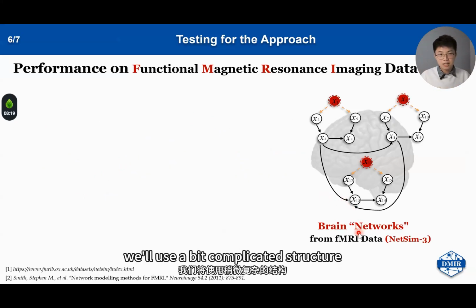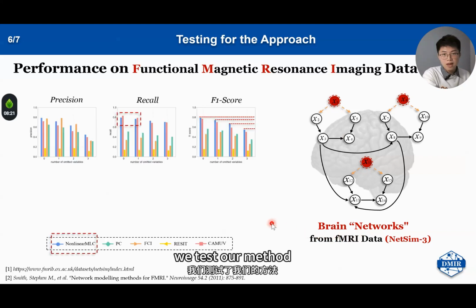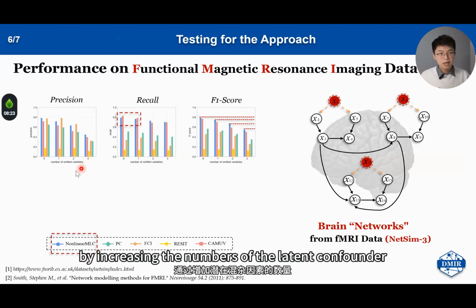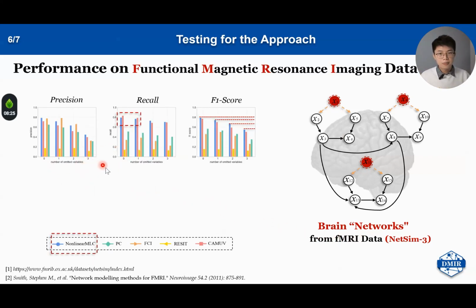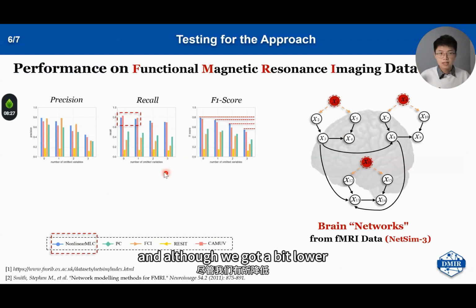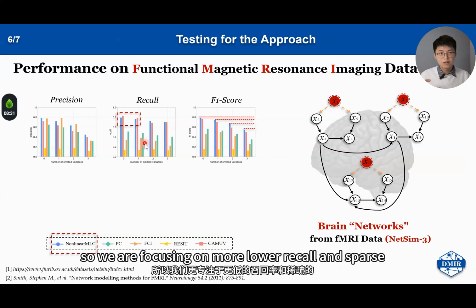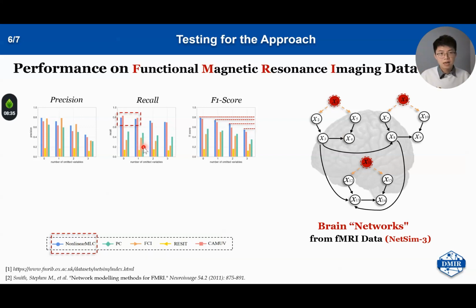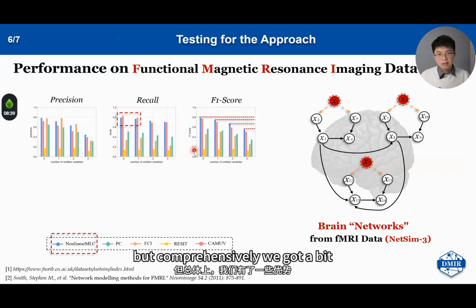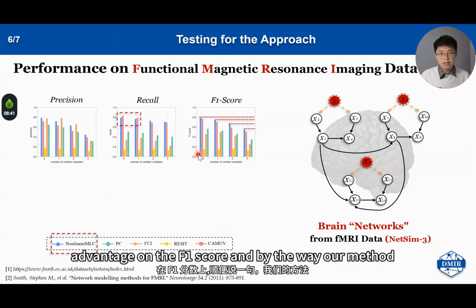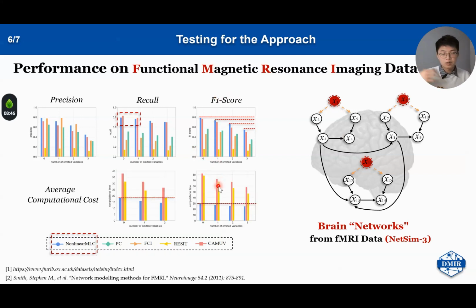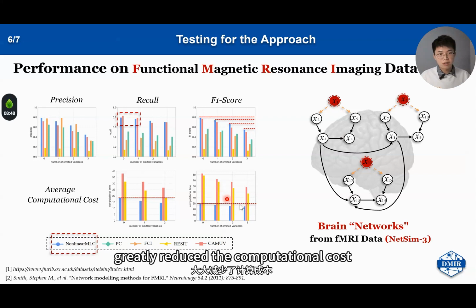Okay, to evaluate our method, we will go back to the functional MRI data, and this time we use a bit more complicated structure. We test our method by increasing the number of latent confounders. And although we got a bit lower recall, because in the first step we learned a causal skeleton, so we are focusing on lower recall and sparse graph structure, comprehensively we got a big advantage on the F1 score. And by the way, our method greatly reduced the computational cost.